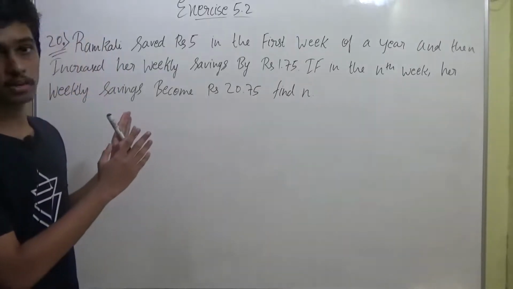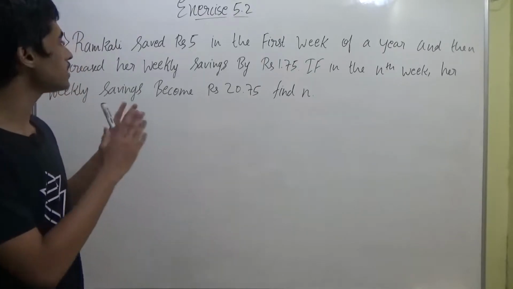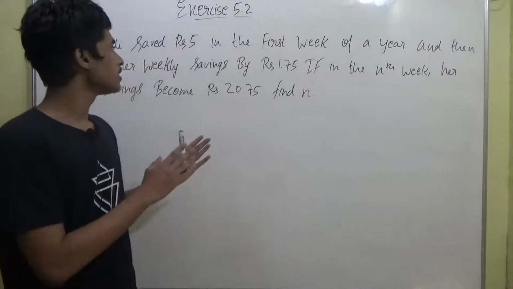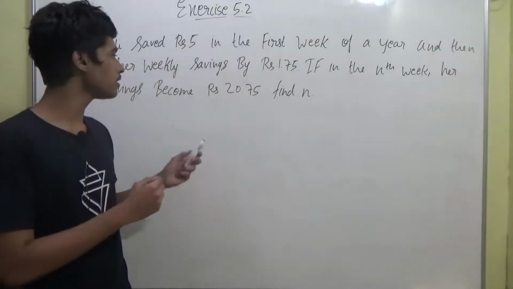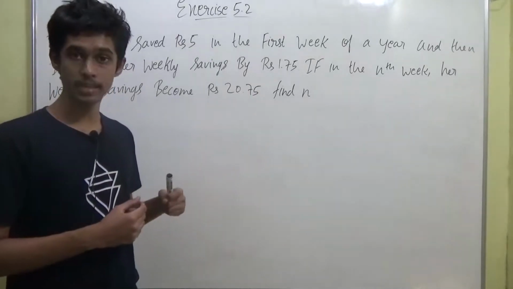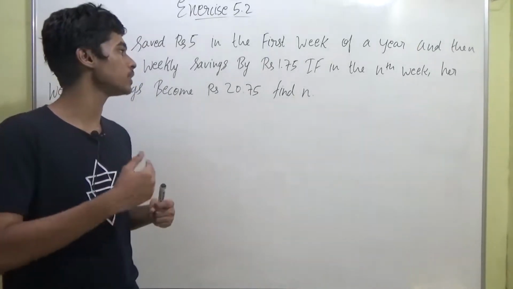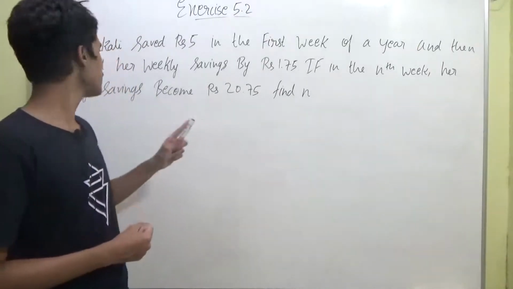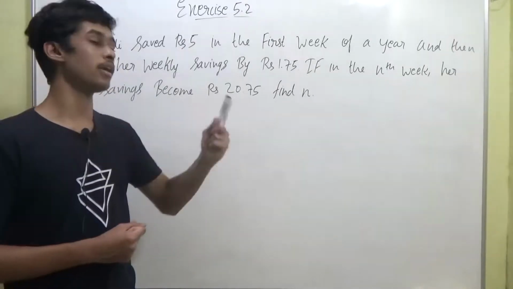Basically they're saying every week she saves, Ramkali. I don't know whether it's a boy or a girl. Ramkali saves rupees 5 in the first week of a year. So in the second week she is going to save 5 plus 1.75, that is 6.75 rupees. Getting it, guys? Each week her savings keeps increasing by rupees 1.75. If in the nth week her weekly saving becomes rupees 20.75, find n.